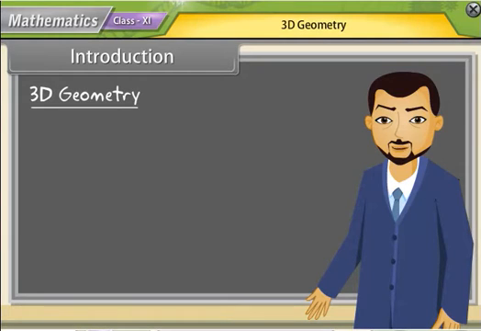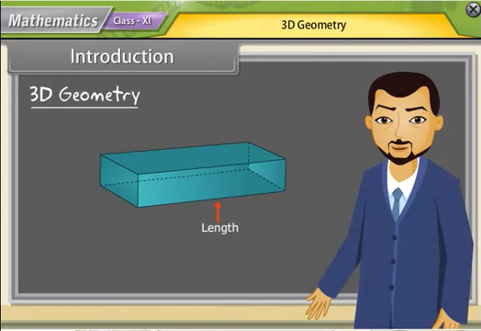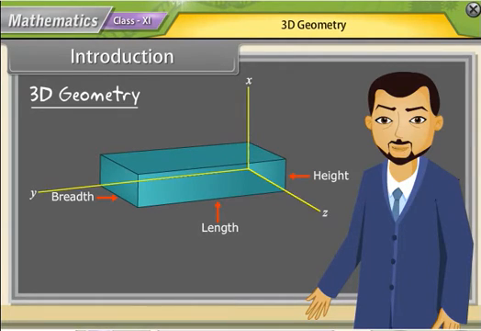For example, a cuboid or a box is completely described by three parameters as follows: length, breadth, and height. Corresponding to that, each point in the Cartesian space has three coordinates: x, y, and z.